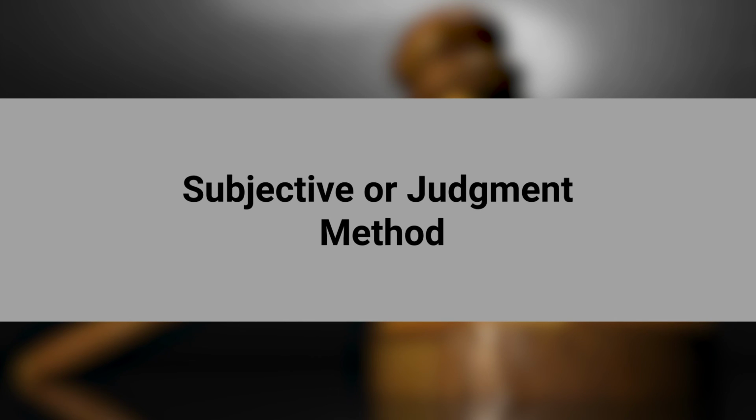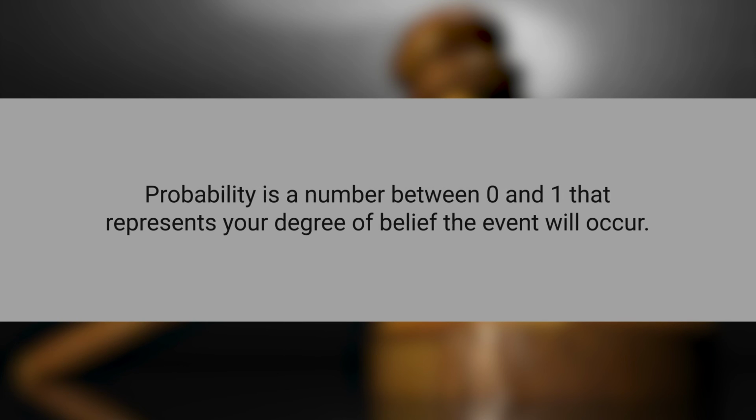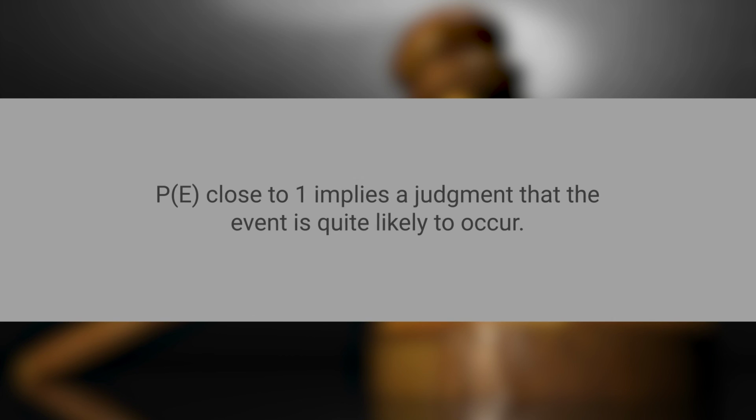So the subjective or judgmental method is to make your best guess of the likelihood of the event based on reliable information and good judgment. Inform yourself about the issue or discuss it with someone knowledgeable. Probability is a number between 0 and 1 that represents your degree of belief the event will occur. A probability of E close to 0 implies a judgment that the event is unlikely to occur, and close to 1 implies a judgment that the event is quite likely to occur.